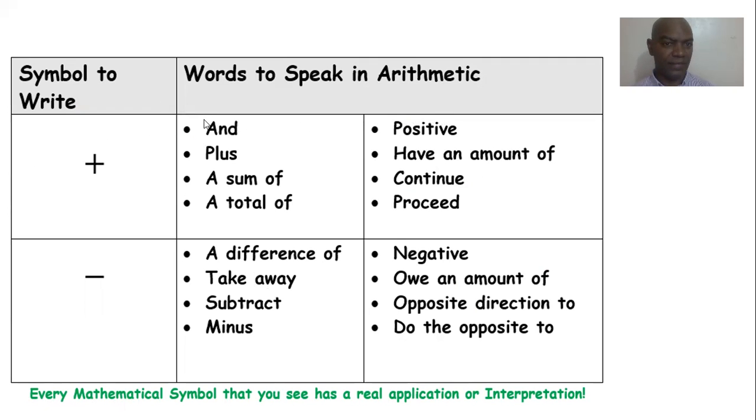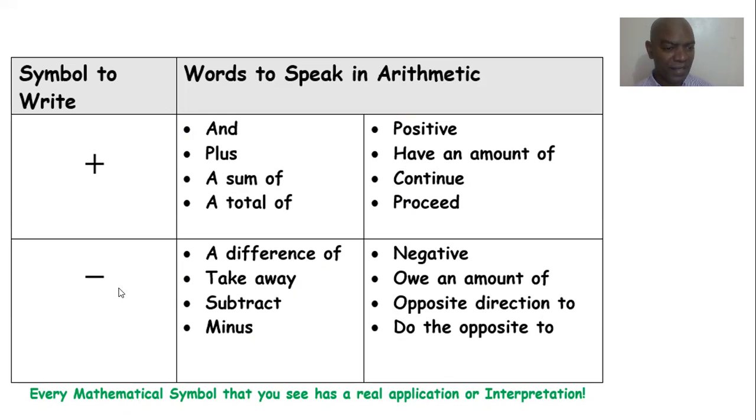You can say and in arithmetic. You can say plus. You can say a sum of. You can say a total of. You can say positive. You can say have an amount of. You can say continue, proceed. All these you can say when you see this symbol. So it's not just the plus sign. I know we are familiar with just saying the plus sign or the positive sign. These are the two common ones, but try to familiarize yourself with these other words that you can speak when you see this sign.